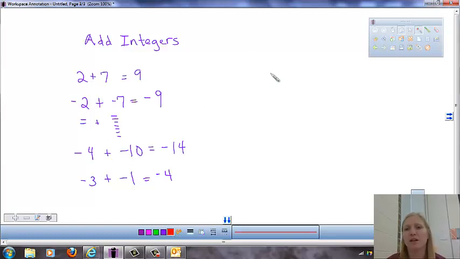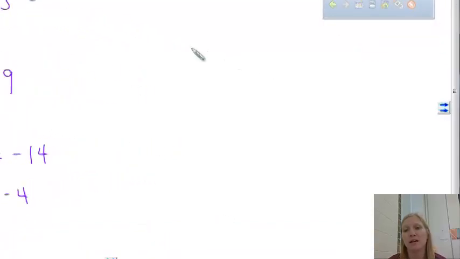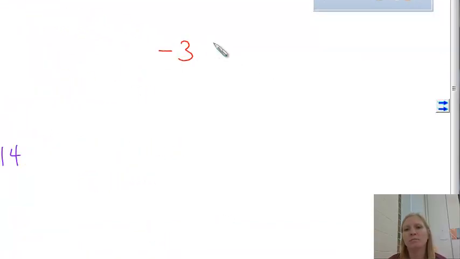Now over here I'm going to try some where you have a positive and a negative. So we're going to try negative 3 plus positive 4. This one's harder because you basically have 3 negatives and 4 positive signs.